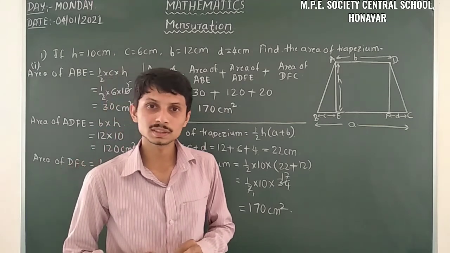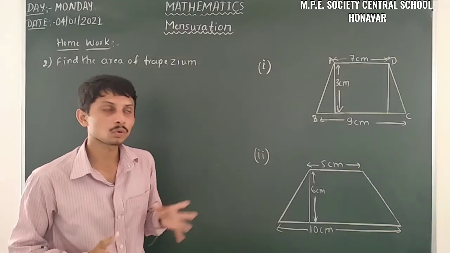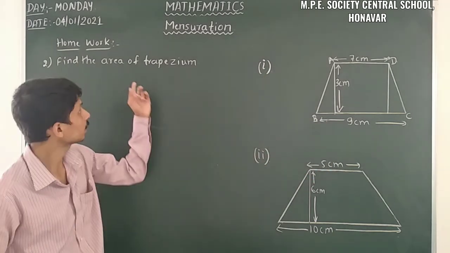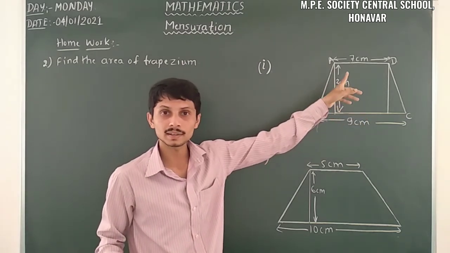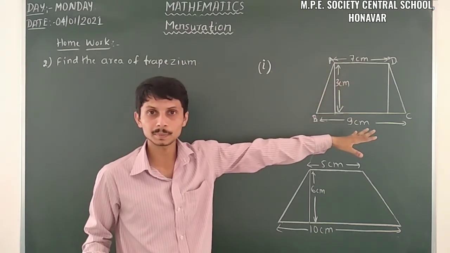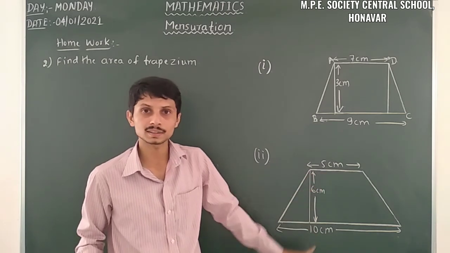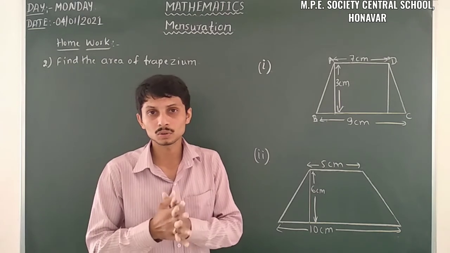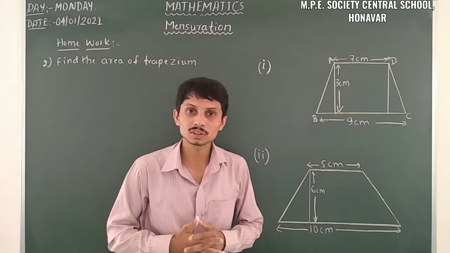Yes, I hope you understood these things. So let us take some homework. Let's take the second problem as homework here. There are two trapeziums. We have to find the area of the trapezium. Its height is given, and the measurement of the two parallel sides is given. Here also the same thing, height and the two parallel sides are given. So using the given formula, area of trapezium, you have to find the area of these given trapeziums.